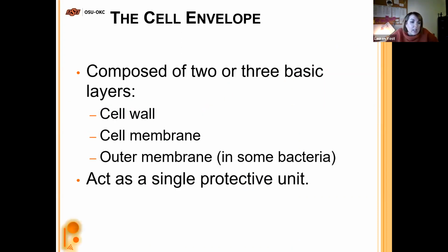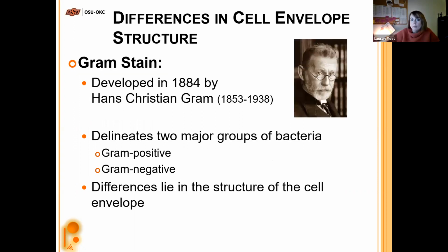All right, moving on to the cell envelope. The cell envelope is composed of 2 or 3 basic layers: the cell wall, the cell membrane, and sometimes the outer membrane. Definitely at least the cell membrane. Together, these things, the cell wall, the membrane, and the outer membrane, create a protective unit that we call the cell envelope.